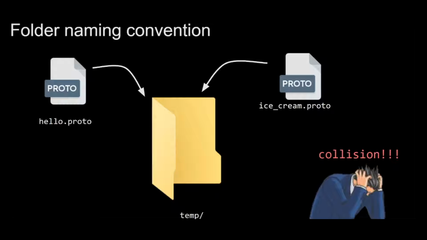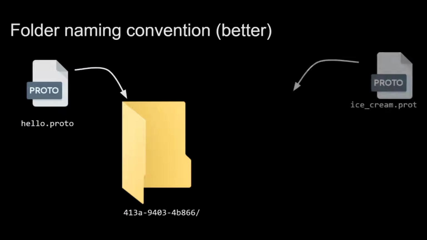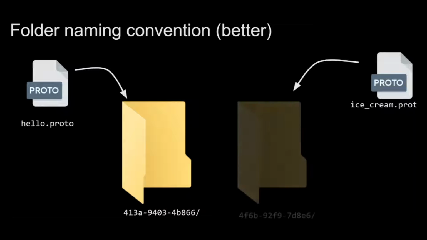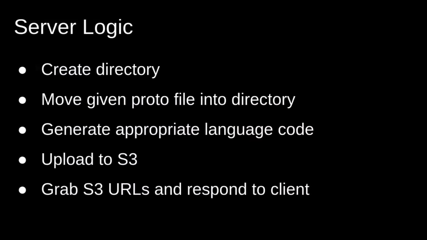Uploading could be an issue. A better way I thought of is say that we have a folder with a completely random name. For every single proto file that gets saved, it goes into this randomly named folder. And if the second request comes at the same time, guess what? It's going to go to a different folder name. As you can see, they're slightly different. They're both randomly named using UUID.